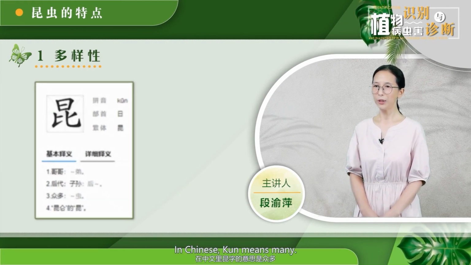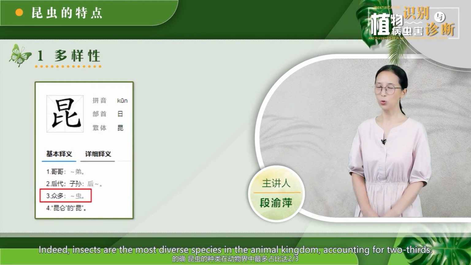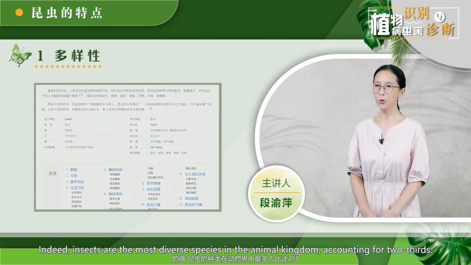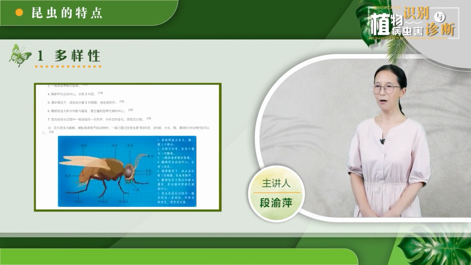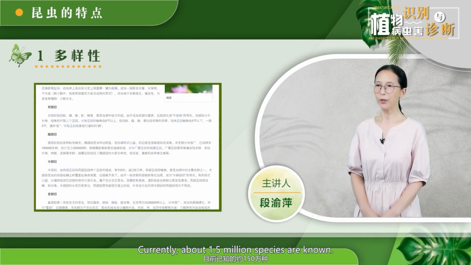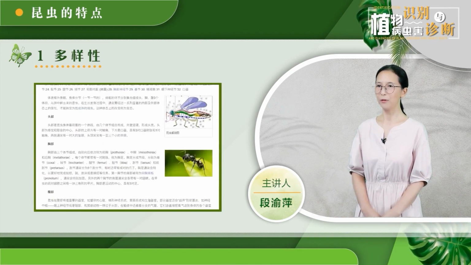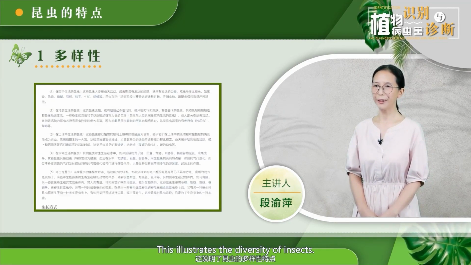In Chinese, kun means many. Indeed, insects are the most diverse species in the animal kingdom, accounting for 2/3. Currently, about 1.5 million species are known. This illustrates the diversity of insects.